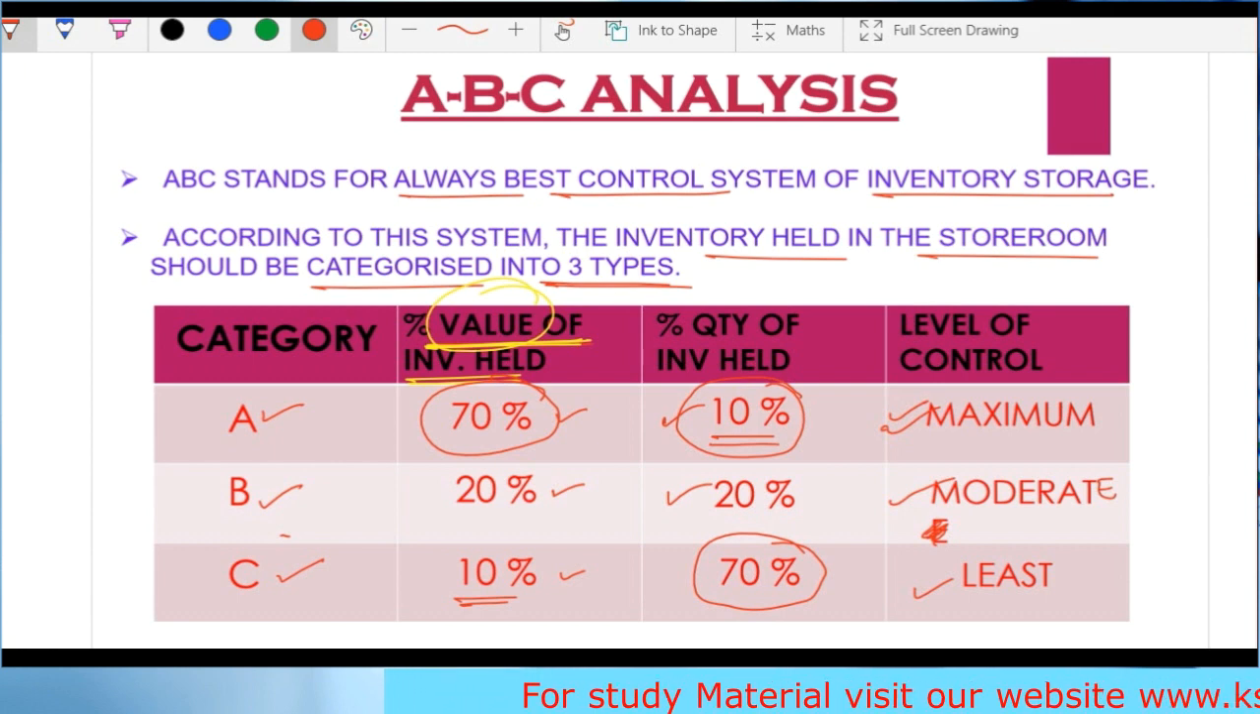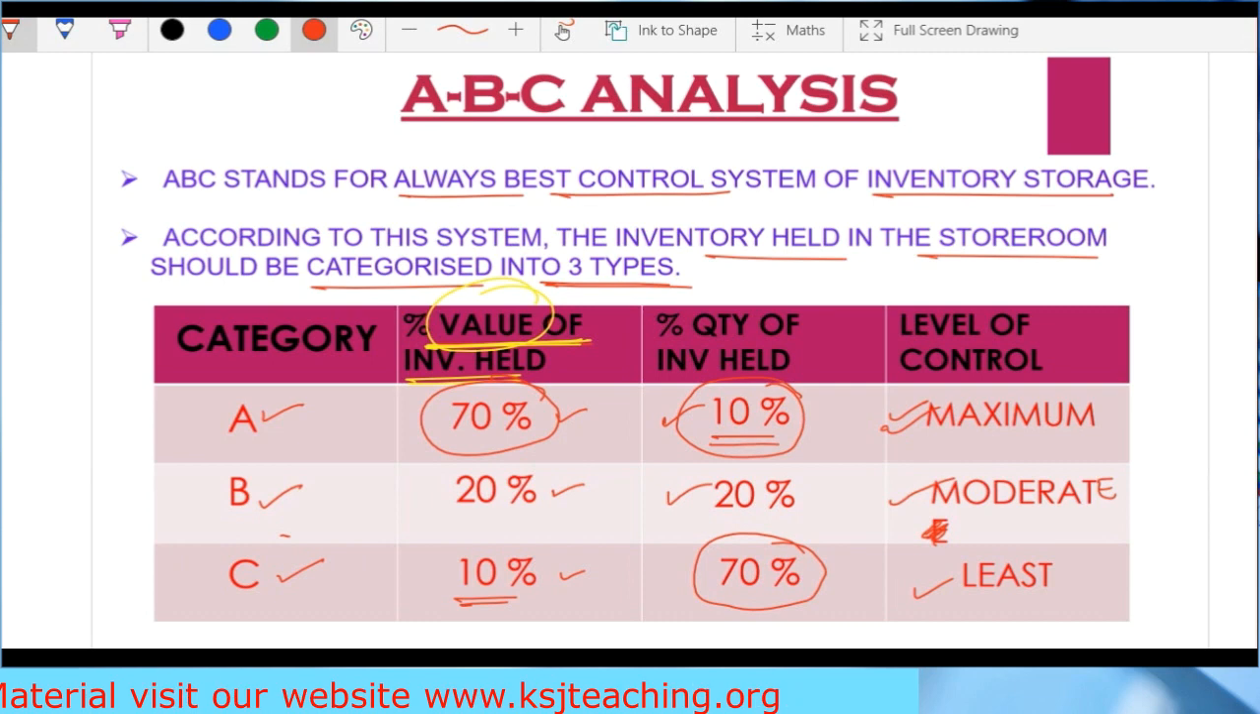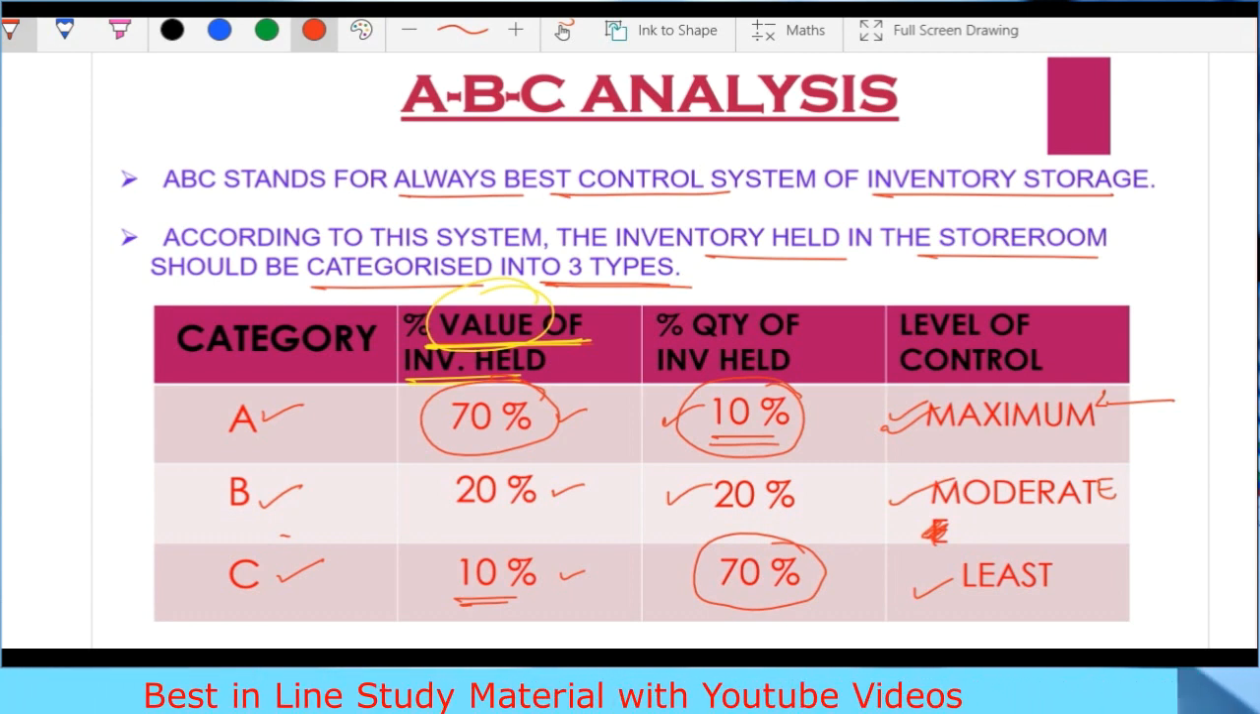Moderate here and least here, right? Obviously, that's why I told you that if they fell on the floor, you will first of all pick up the iPhone and check if it is okay or not, right? So the maximum level of control is required on the items having the highest value. This is known as ABC analysis. Clear? Very simple, sir.